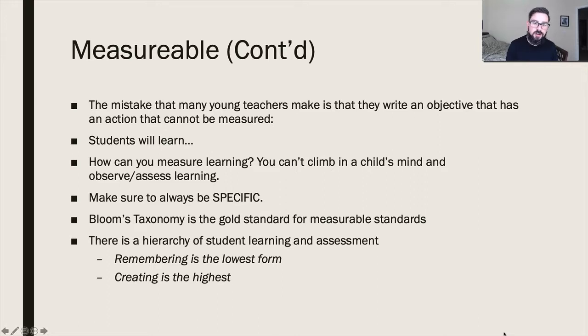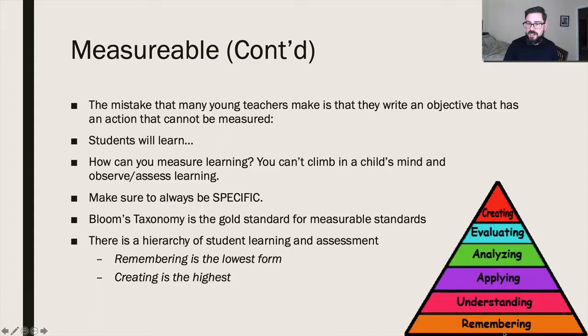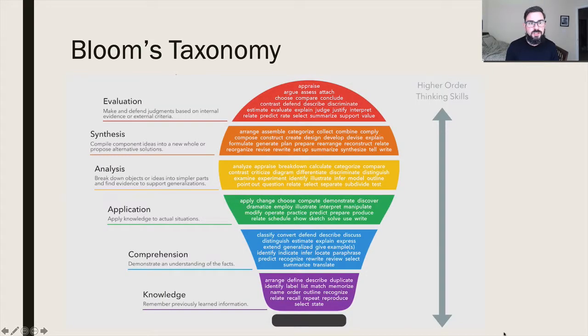There's a hierarchy of student learning and assessment. Remembering is down at the bottom. Creating is typically at the highest. It's also been revised a little bit, so we'll talk about what that hierarchy looks like. This is the baseline of what students can do, and this is sort of the ceiling of what they can do. It typically looks like this. This is the original, the more traditional version of Bloom's taxonomy that a lot of people will reference. There's a new one where evaluation is at the top and knowledge is at the bottom.